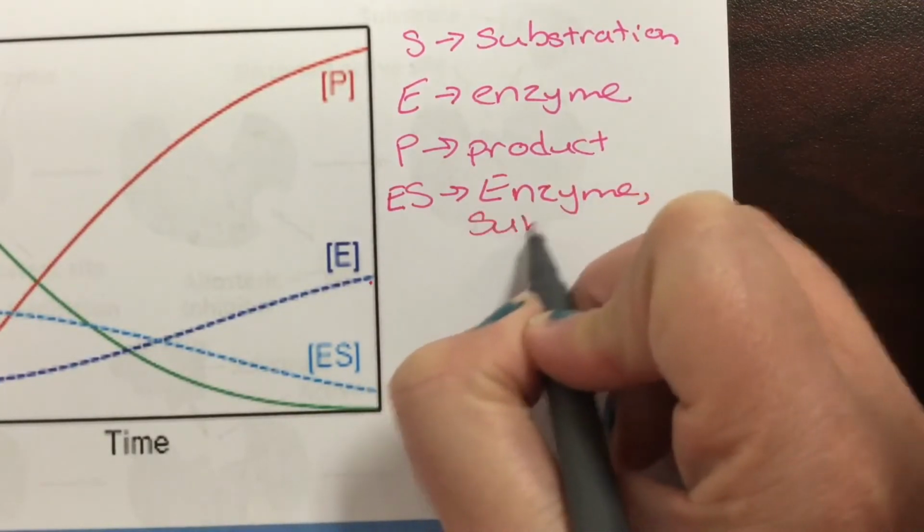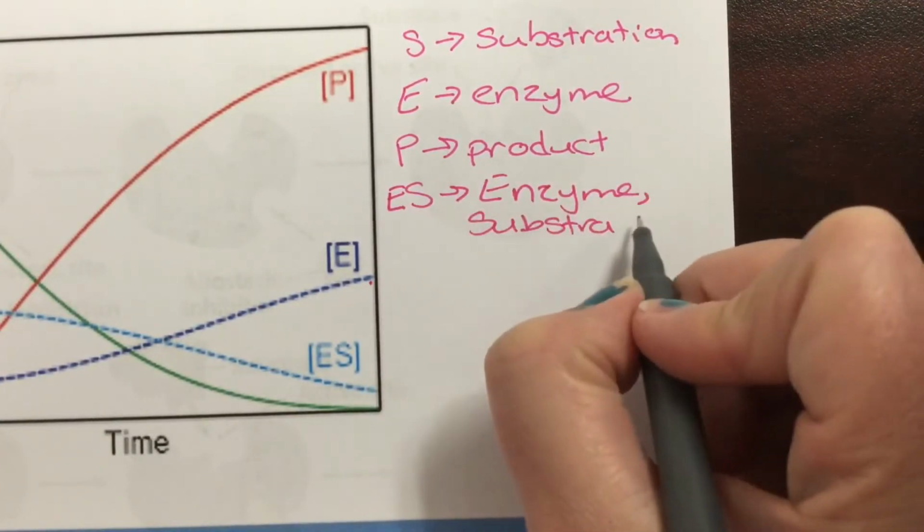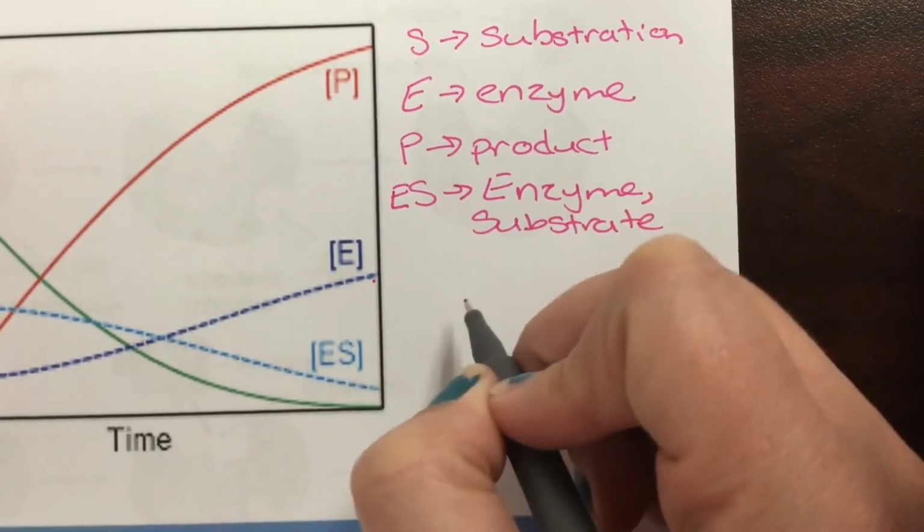So as time goes on and you make more and more products, you have less enzyme substrate complexes, even though you have plenty of enzymes because you have less substrate.